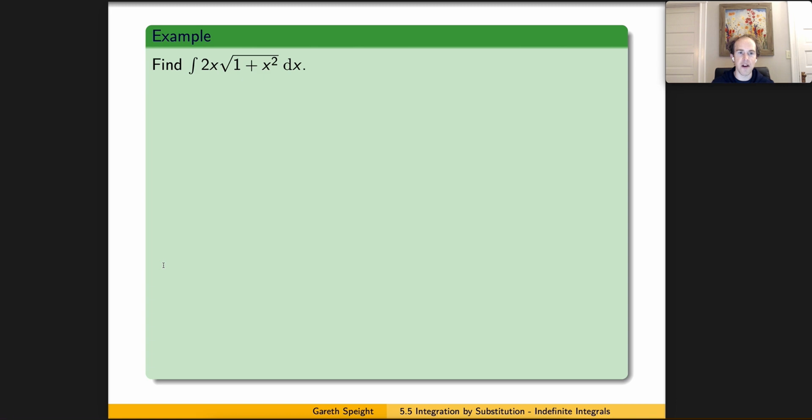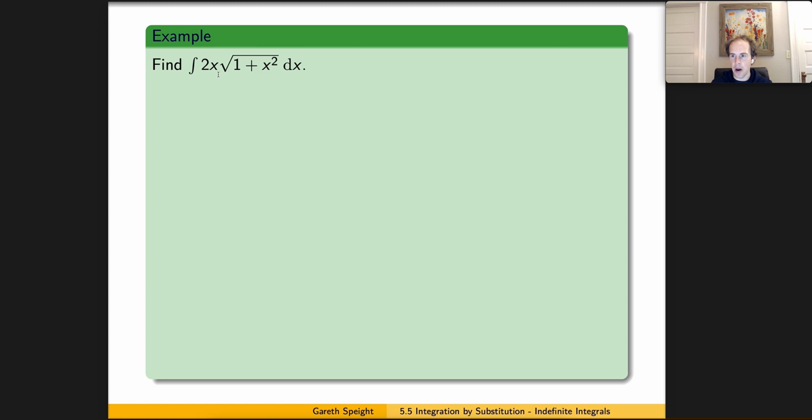So here's an example. Find the integral of 2x times the square root of 1 plus x squared dx. And okay, there is a complicated piece and a simple piece. So the complicated piece is the square root of 1 plus x squared. And this is a composition function where the outside is the square root of u and the inside is 1 plus x squared. And we also see the derivative of the inside appearing, right? The derivative of 1 plus x squared is 2x.